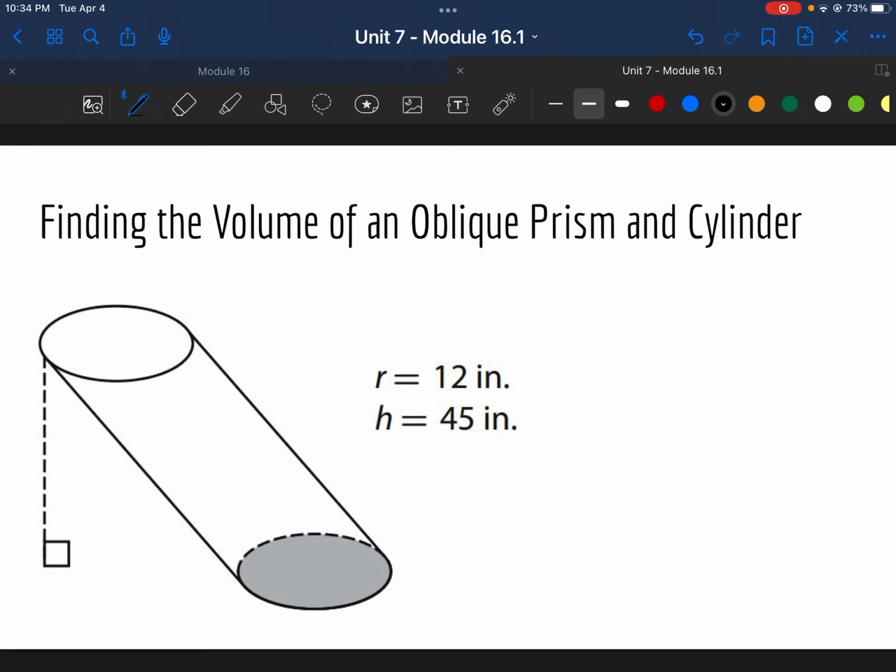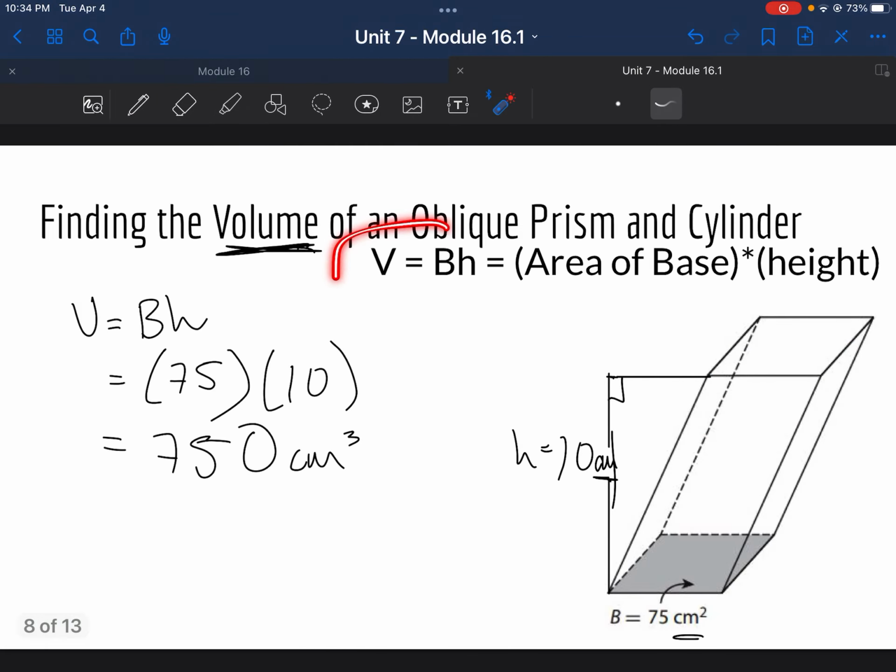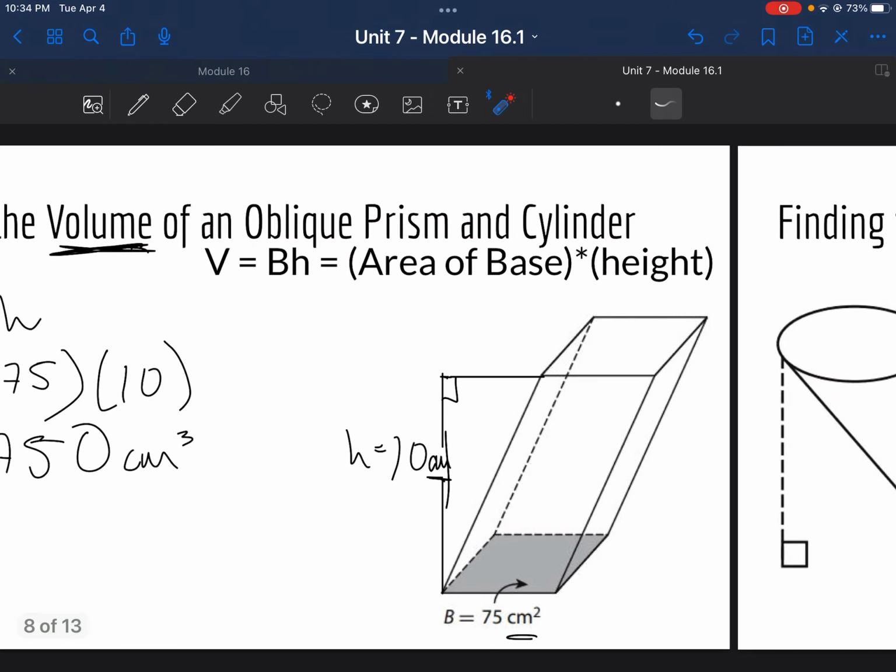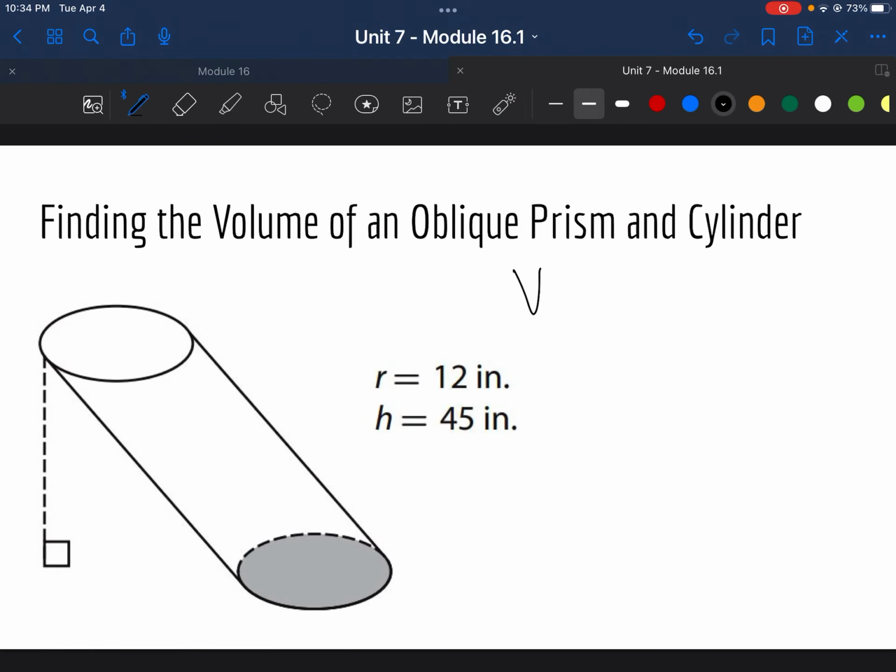Simple enough. Alright, so this is more like the problems that you're going to be seeing on your homework. But it's going to work the exact same way. We're still going to use the exact same formula. Volume is equal to the area of the base times the height.